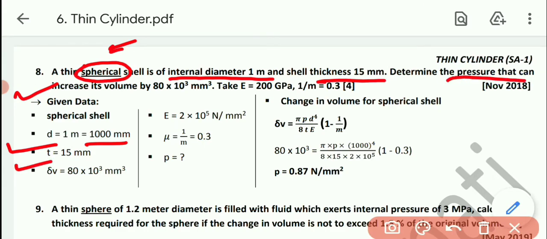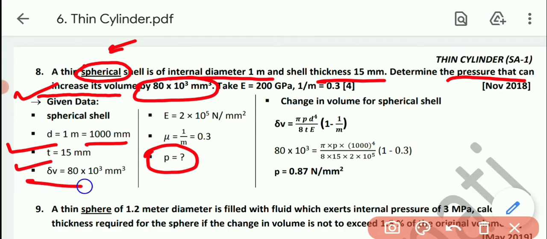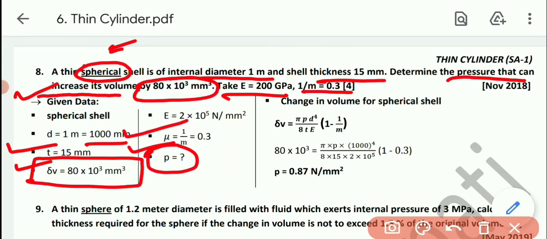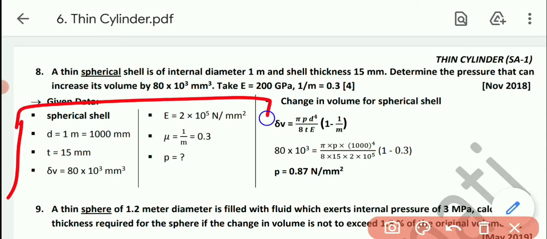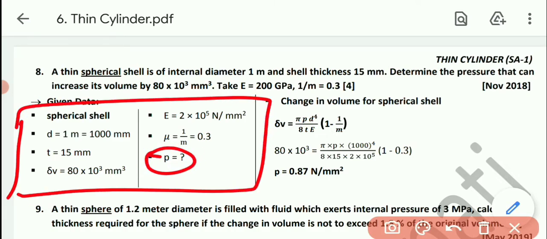Determine the pressure that can increase its volume by 80 into 10 raised to 3 mm cube. Now we need to calculate the pressure which increases its volume, meaning the change in volume is already given to us in the data, that is 80 into 10 raised to 3 mm cube. Take E, that is 200 GPa, and 1 upon m, that is mu, 0.3. So these are the things given to us in the data. So we need to calculate pressure, and they have given us the change in volume, delta V.